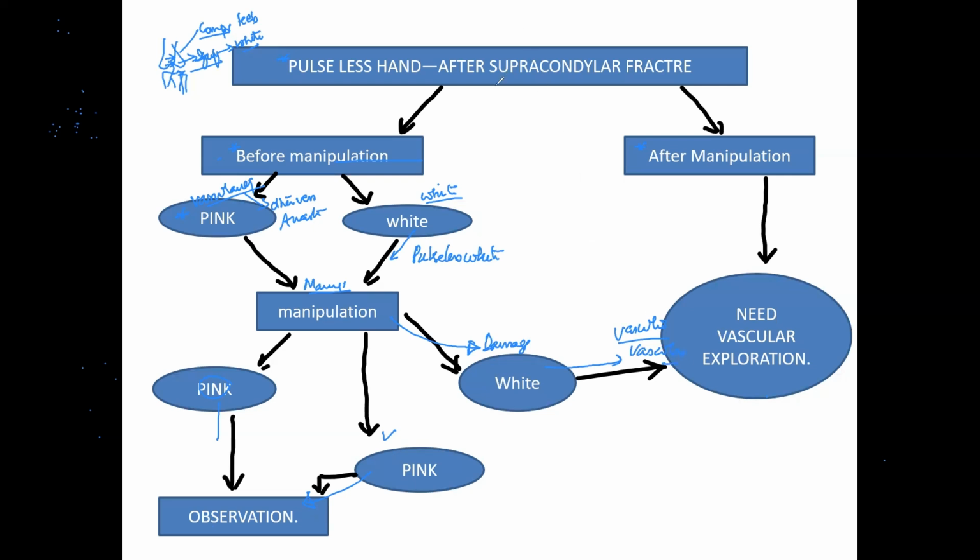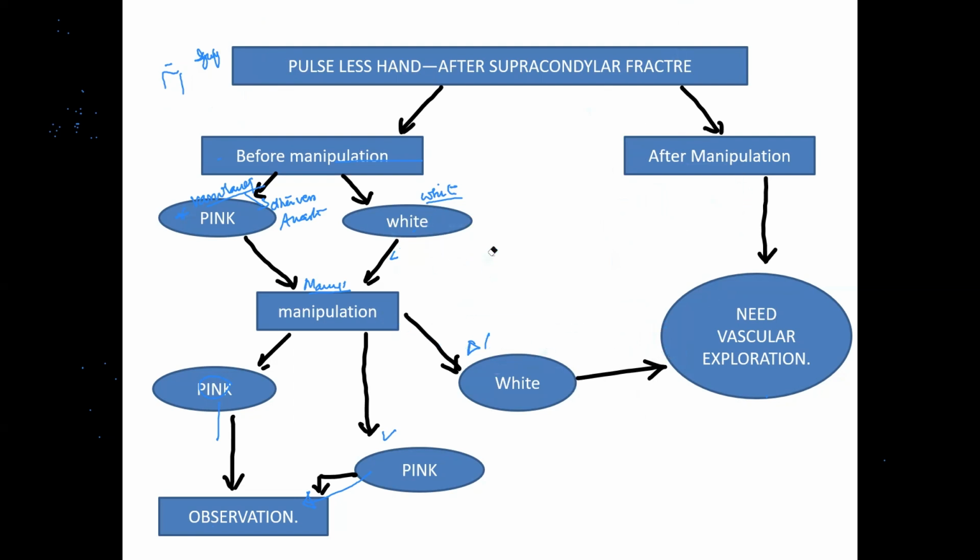And if the patient comes with a fracture with good pulsation, but after manipulation you feel the patient is having pulselessness, then that is an alarming sign that you might have damaged the vessel while manipulating. If you come across such a situation, you always need to go for vascular exploration. So this is how we manage the patient who is having a pulseless hand after a supracondylar fracture, either before the manipulation or after the manipulation.